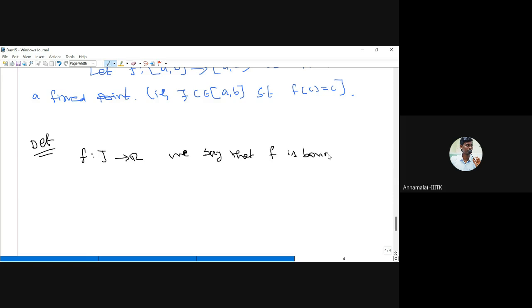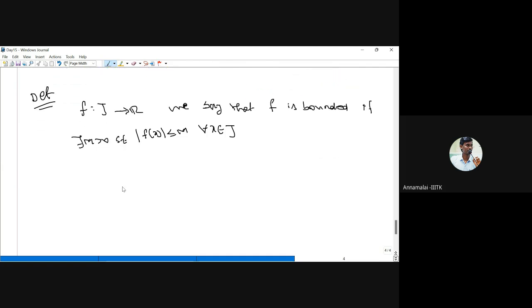So when we say a function is a bounded function, if the modulus of f of x is bounded by some positive number M for all x in the interval J. That is, there exists an M greater than 0 such that all the values of the image should be less than or equal to some positive number. Such an M exists, then we say f is a bounded function.